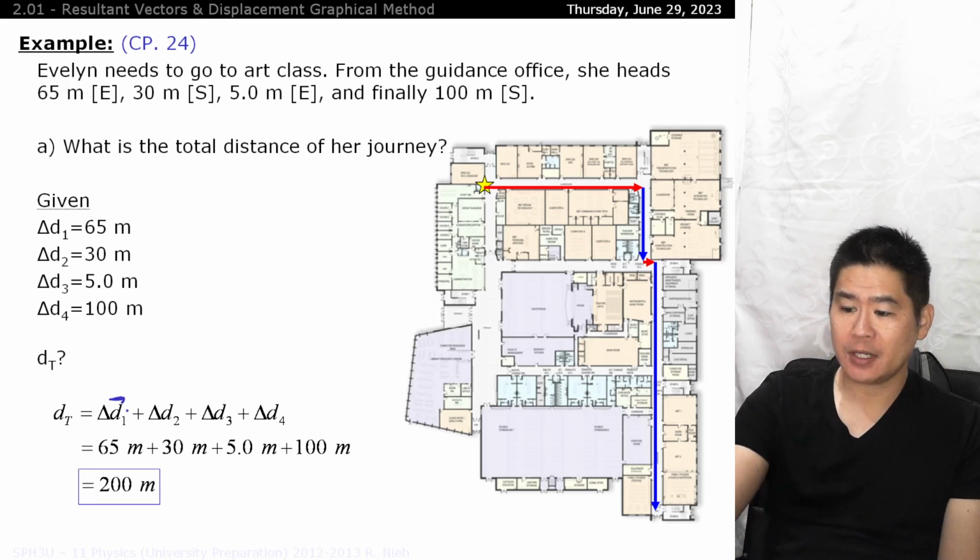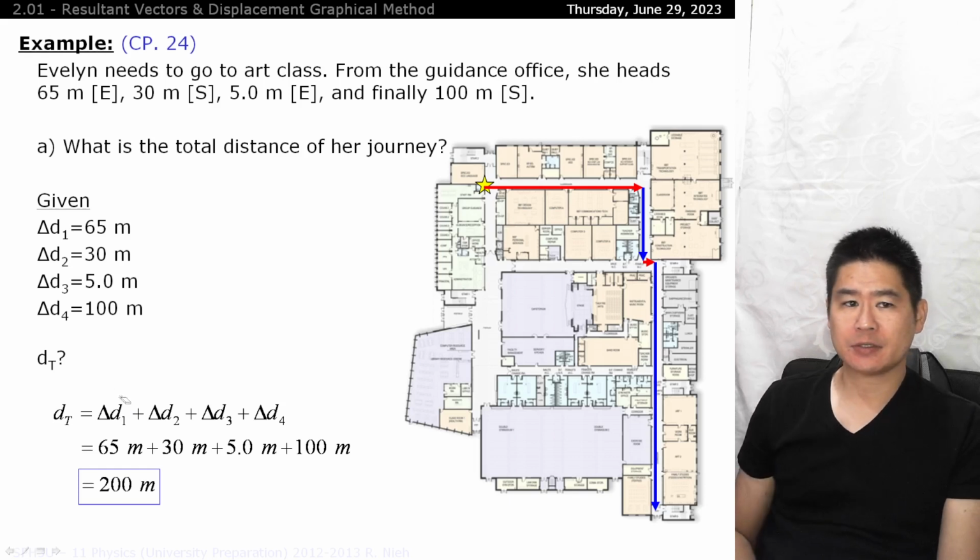Again, distance is a scalar quantity. That's why you won't see an arrow on top. It doesn't exist. All right, and you can't technically subtract distances. It's like driving your car. Even if you take a U-turn, you're still burning more gasoline. All right, so you can't subtract distances.